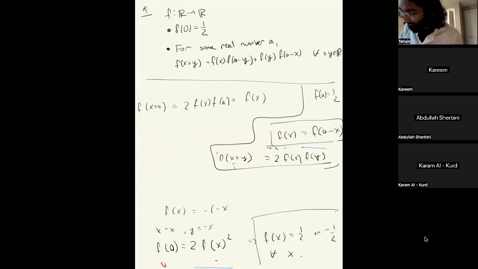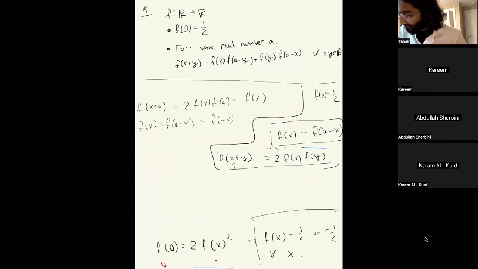So from here, if we plug in what? So now we have f of x equals f of a minus x, but that's equal to f of minus x. Okay, good. So that's that.